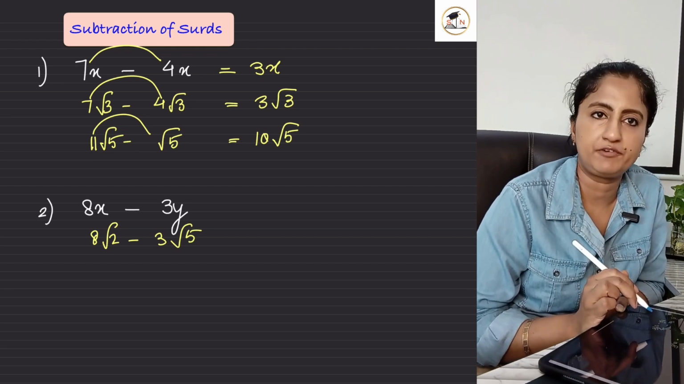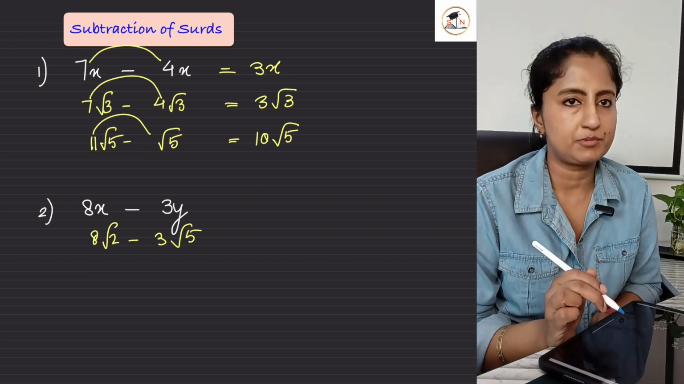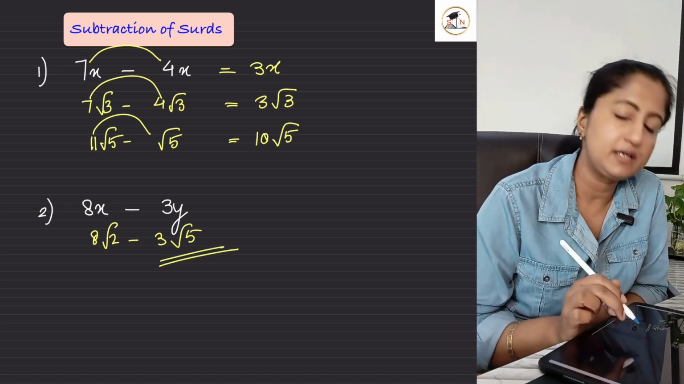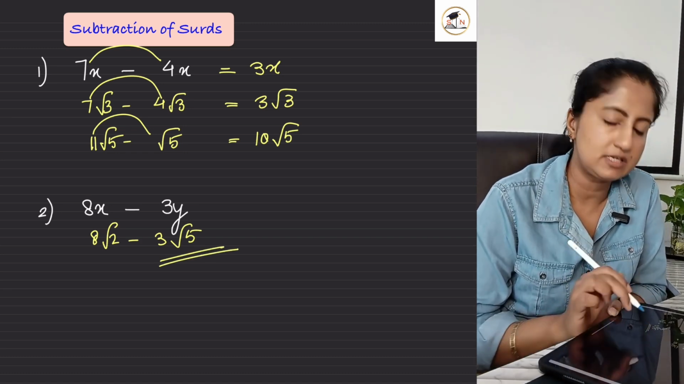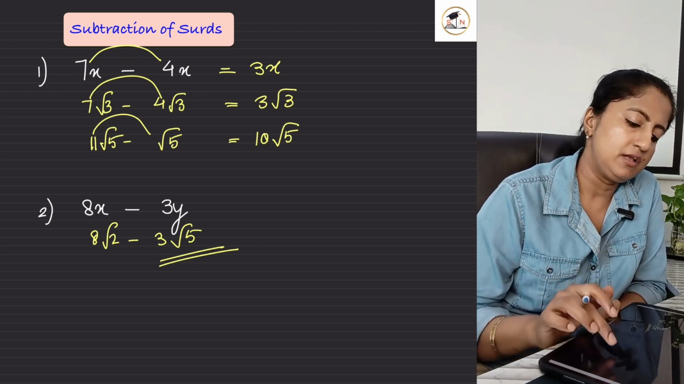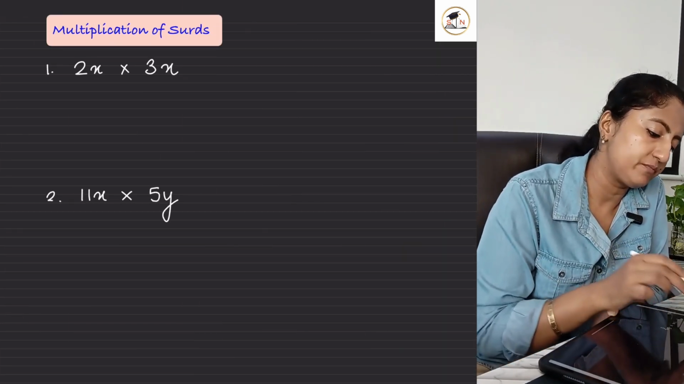We have got different roots, so we can't subtract them. Hence, this statement remains as it is. You cannot simplify it or do anything to it. Okay. Now, let's move on to multiplication.